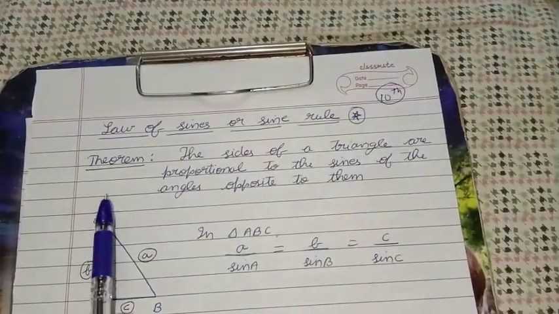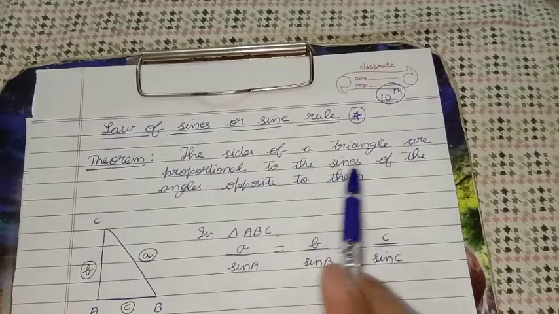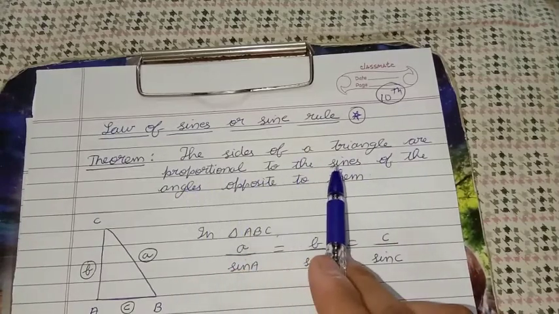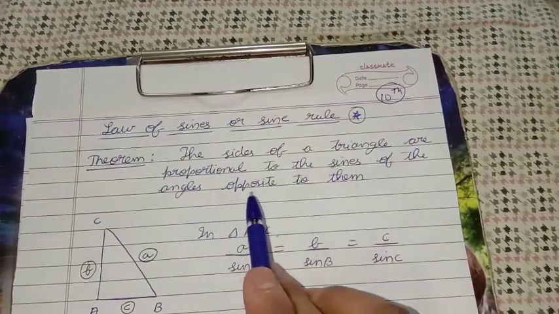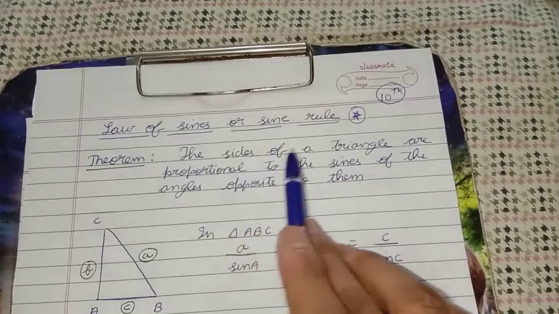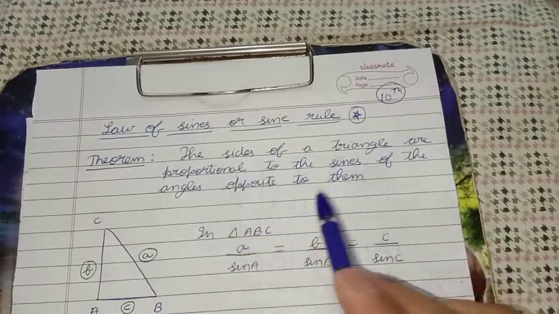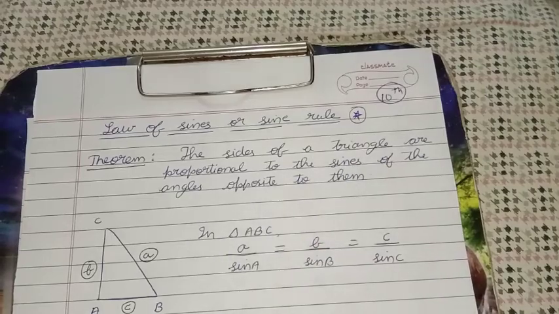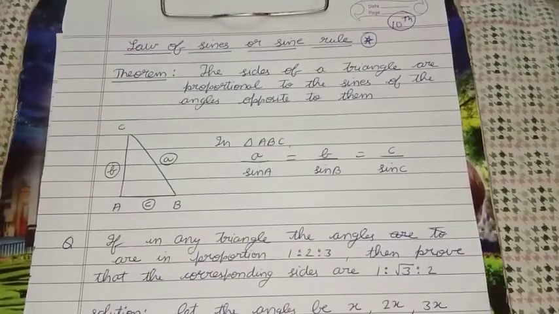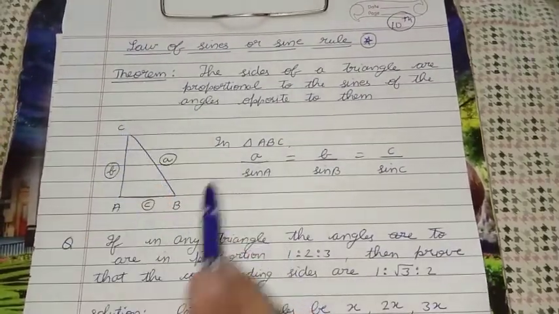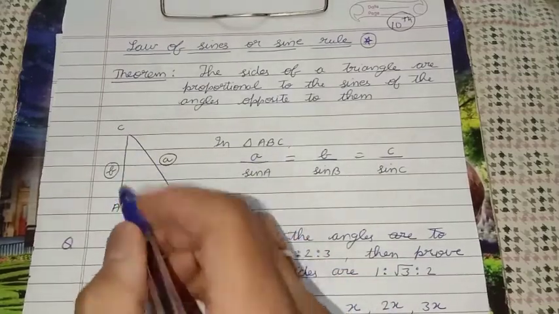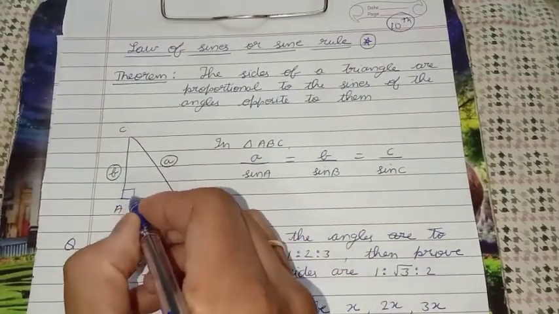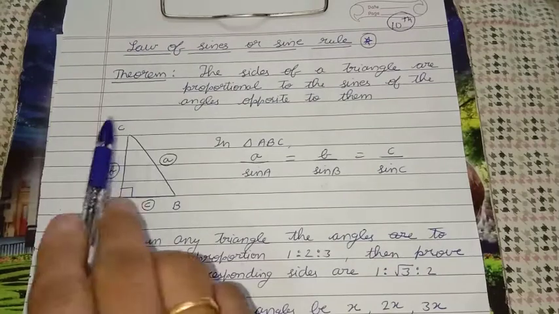See what the theorem says: the sides of a triangle are proportional to the sines of the angles opposite to them. The sides of a triangle are proportional to the sines of the angles opposite to them. Just focus here. I have drawn a triangle ABC. Assume that this is 90 degrees. Okay, so ABC is a triangle.